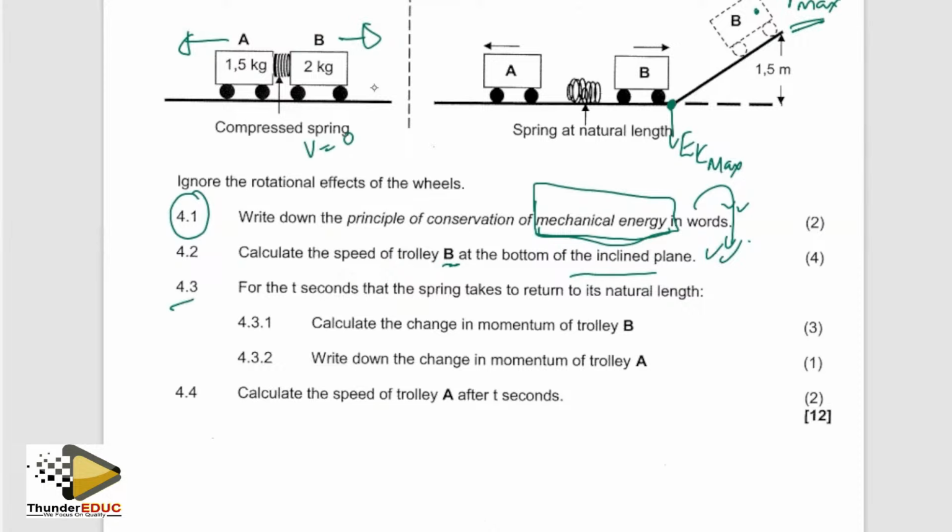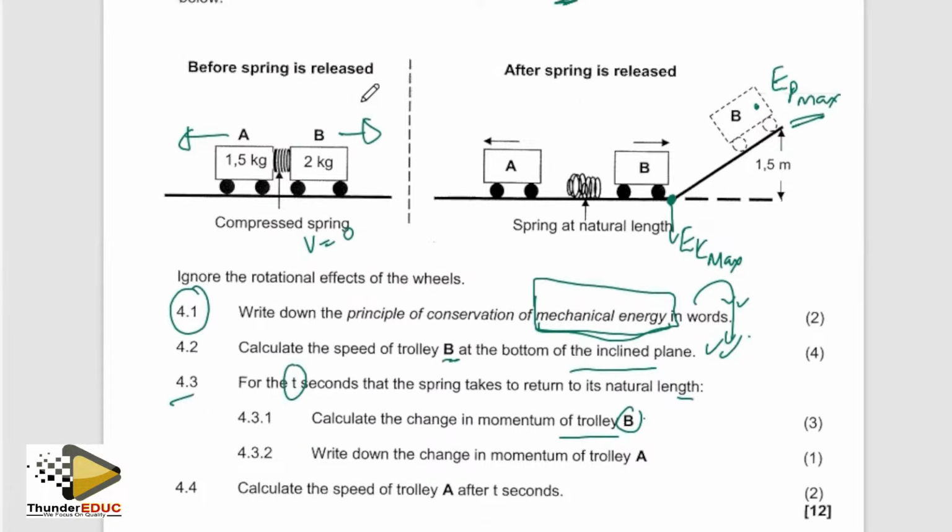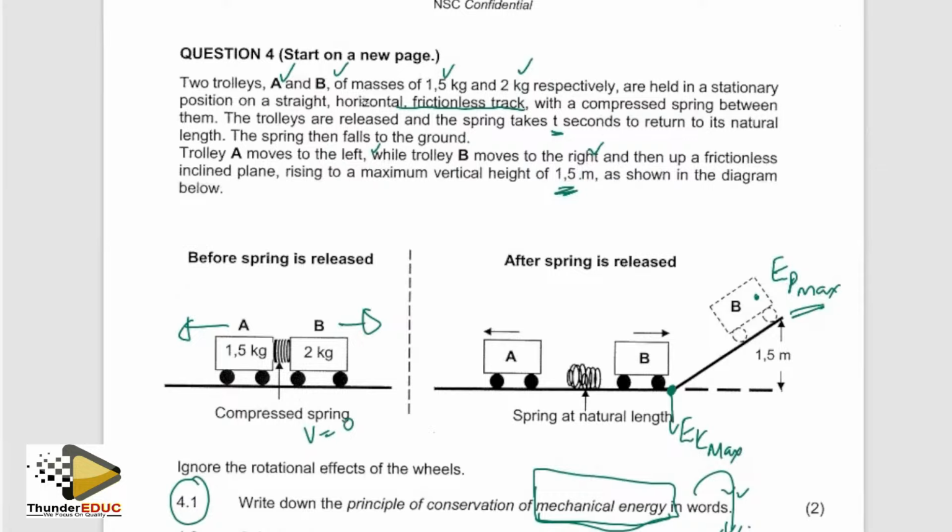Okay. Then 4.3. For the t seconds that the spring takes to return to its original length, can we calculate the change in momentum of trolley B? So we know that trolley B, can we go back to the question and see? They're telling us that trolley A moves to the left, that one moves to the right. The trolleys are released and then the spring takes t seconds to return to its natural length and the spring falls to the ground. So as it's falling to the ground, the trolleys move left and right.